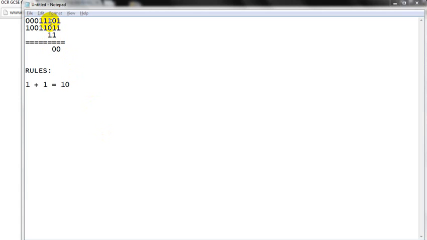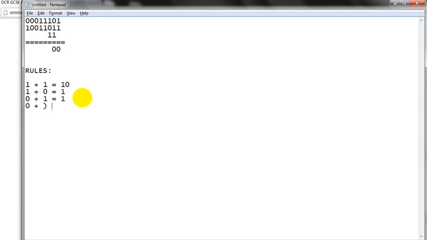Now we've got a situation where there's the 1 and a 0, which is 1, because our rule is 1 plus 0 equals 1. And obviously the converse is true. 0 plus 1 equals 1. And of course, you guessed it, 0 plus 0 equals 0.